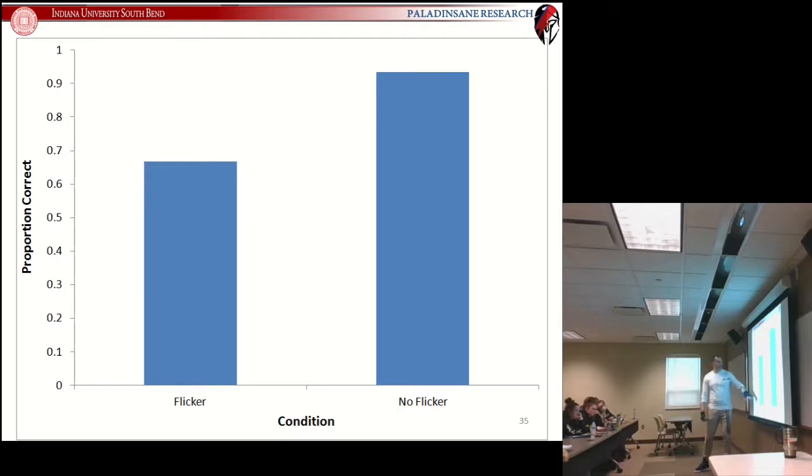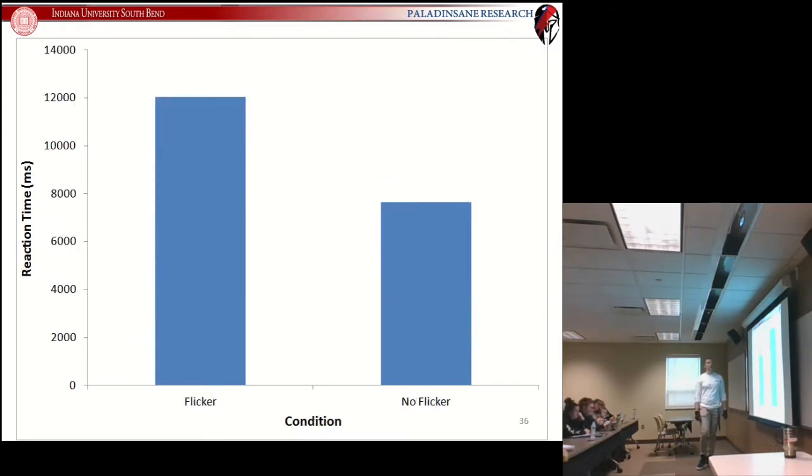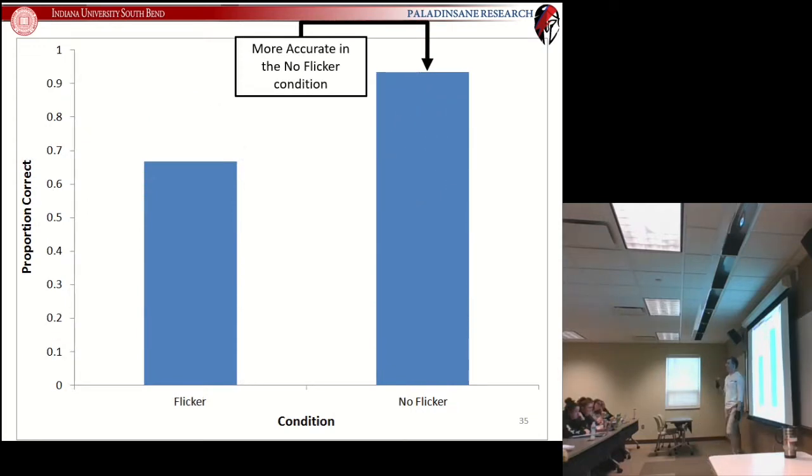And as you can see, you have less percent correct or proportion correct in the flicker condition than in the no flicker condition here. So more accurate in the no flicker condition than you are in the flicker condition. So much easier to detect a change in the no flicker condition. Much easier to detect a change when the pictures come one after another than when the pictures have that gray box put in between. So this is proportion correct.